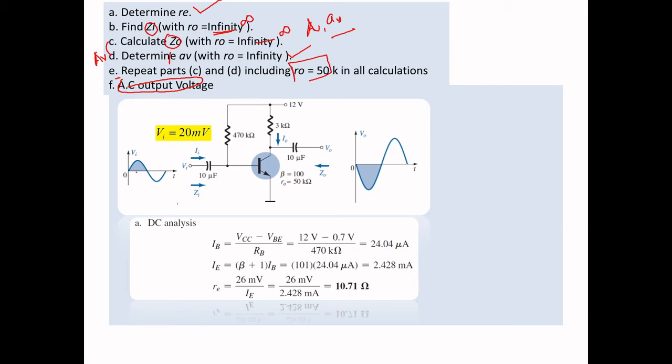Okay, so this is the input which is given here, and we are getting the output. You can see the input and output are phase shifted by 180 degrees. In the common emitter configuration, the signal will be phase shifted. That is, when you compare your output with the input, you have a phase shift of 180 degrees.